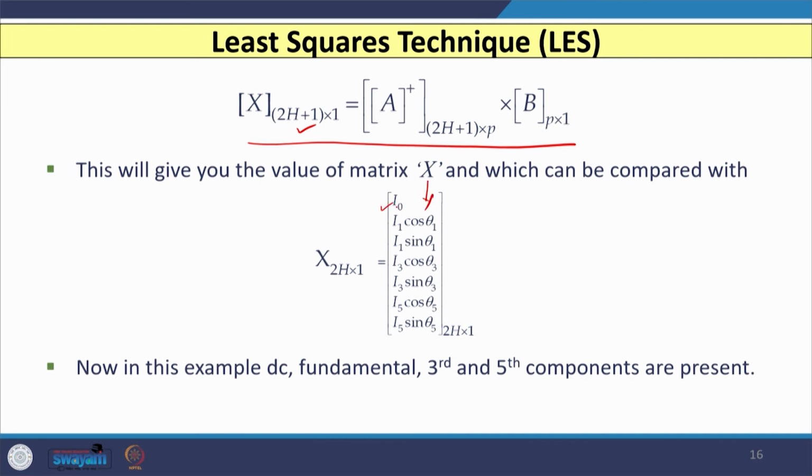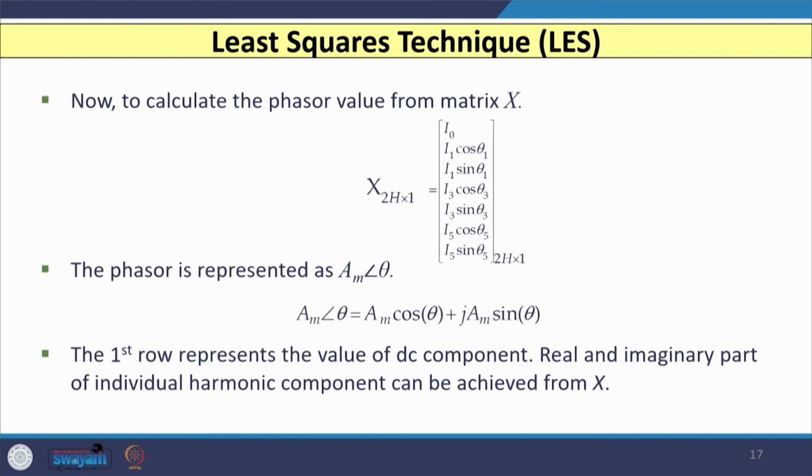So, we have the DC value, I1 cos theta 1, I1 sin theta 1, I3 cos theta 3, I3 sin theta 3, I5 cos theta 5 and I5 sin theta 5. Here you can see the unknown x, whose size is 2h plus 1 cross 1. In that case, if we wish to calculate the phasor value, then a phasor is normally represented by Am angle theta.